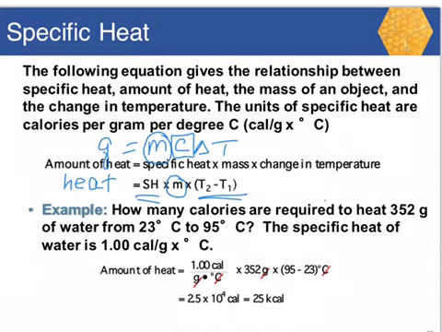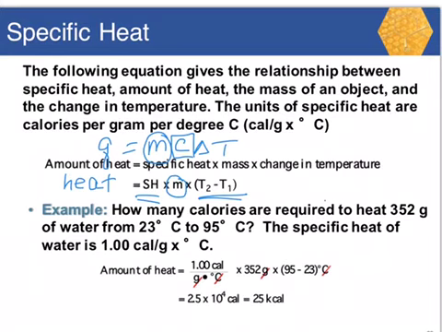So I'm not trying to confuse you, I'm just trying to point out that depending on what book you're using, what resource you're using, you may see the same formula written in slightly different ways, and you need to be aware that they are the same thing. In our text, they use heat equals SH times m times (T2 minus T1). I believe in the lab they refer to it both ways, the Q equals mcΔT and the other one.